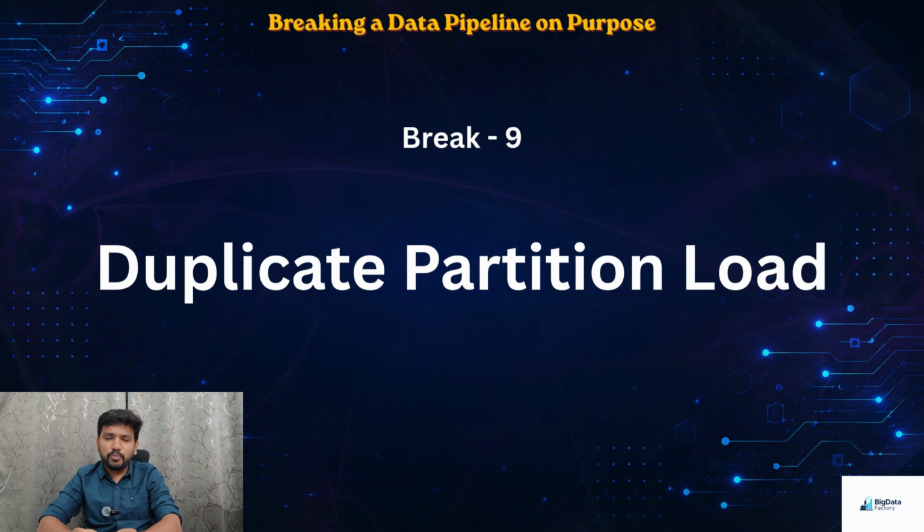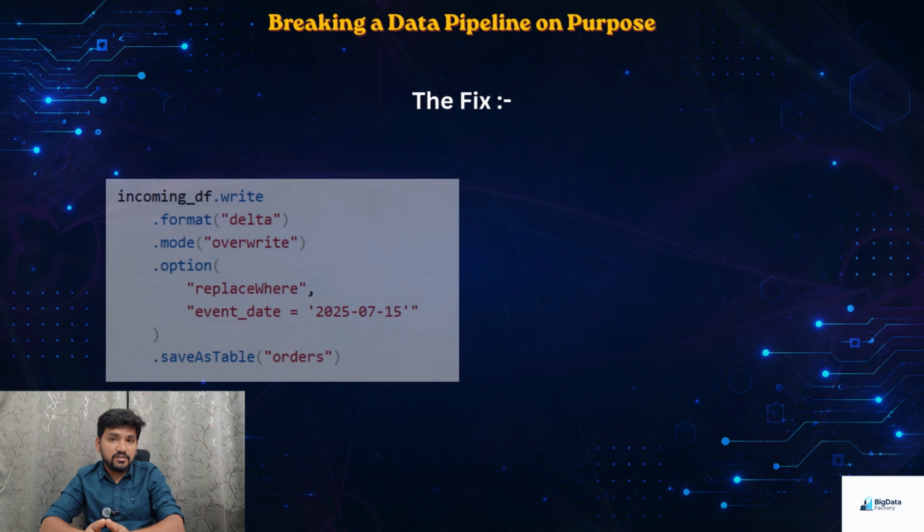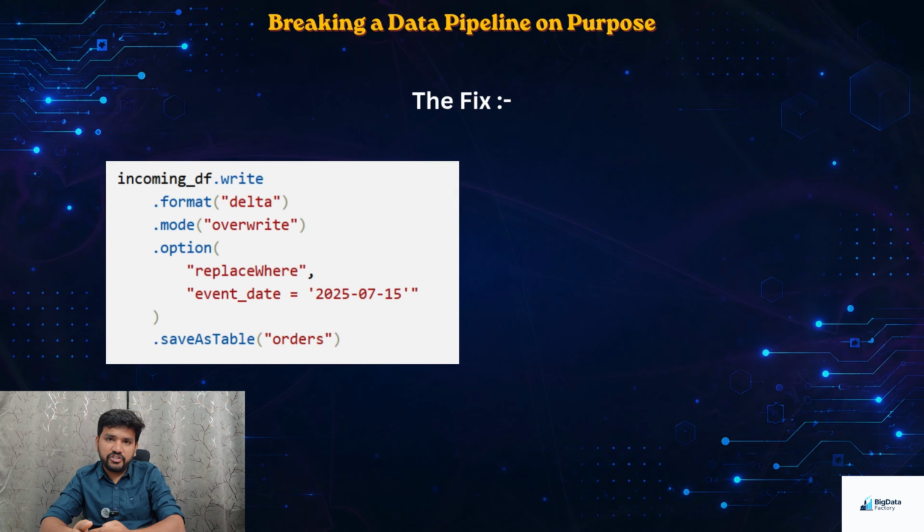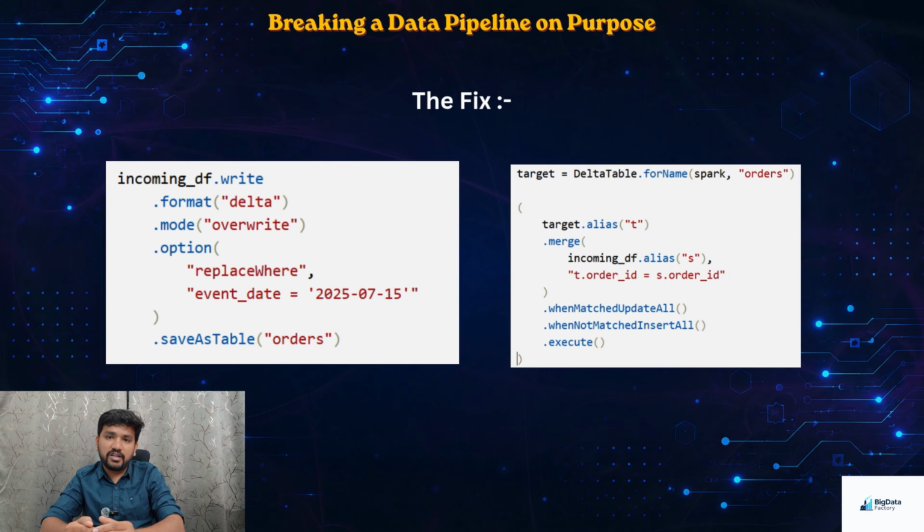Break number 9: duplicate partition load. This is related to idempotency. I will run the same date twice. If the pipeline appends records both times, the dashboard doubles revenue. That is bad. A production pipeline should be safe to rerun. The fix is: overwrite the target partition, or merge using a stable key, or track processed files. But do not blindly append every time. Production lesson here is: every pipeline should answer this question: what happens if I run it twice?